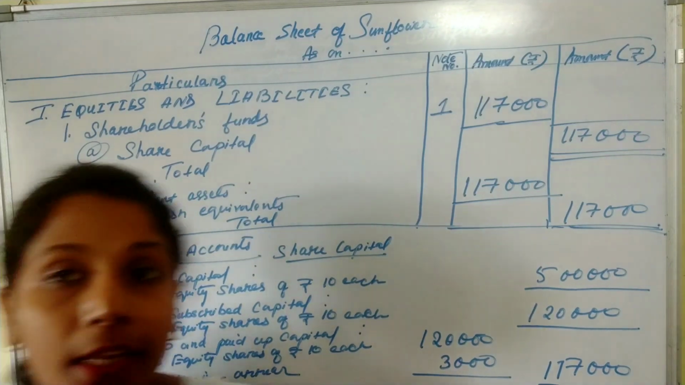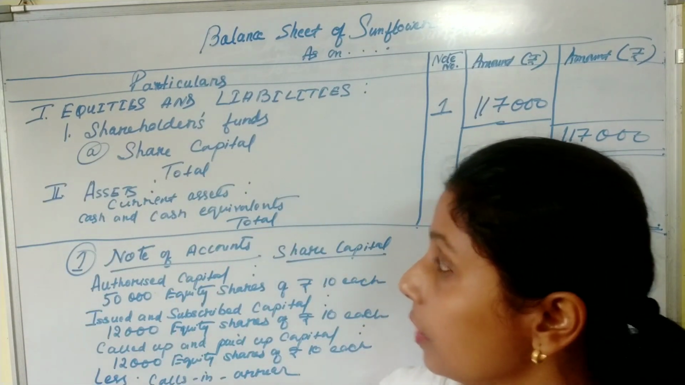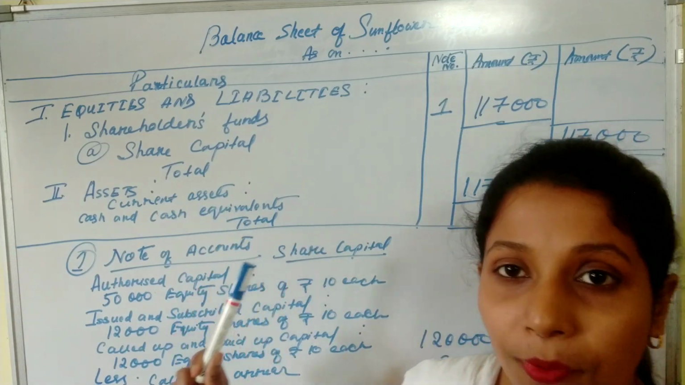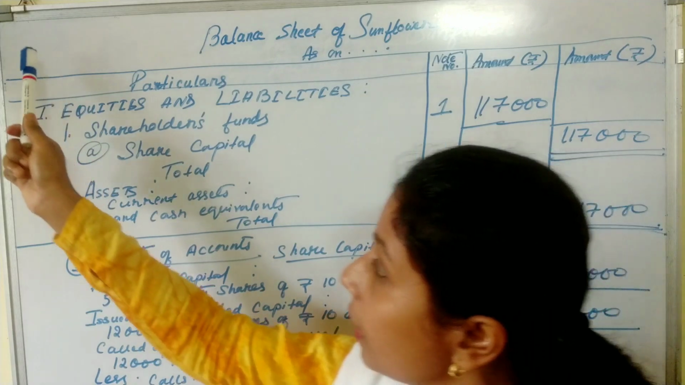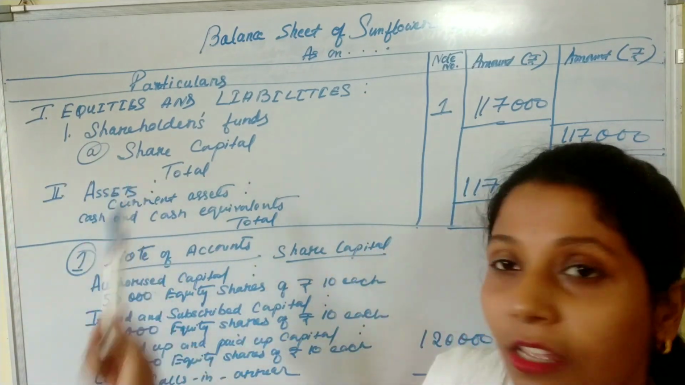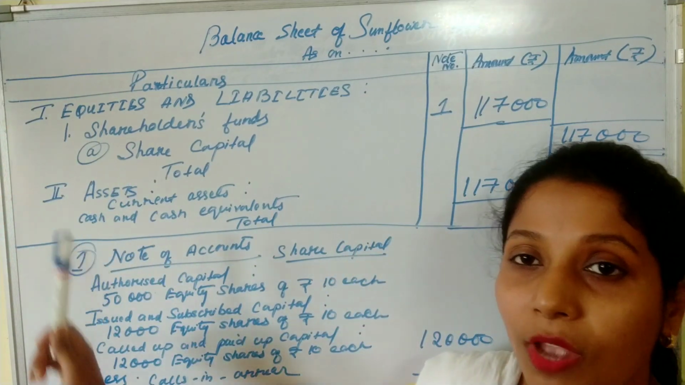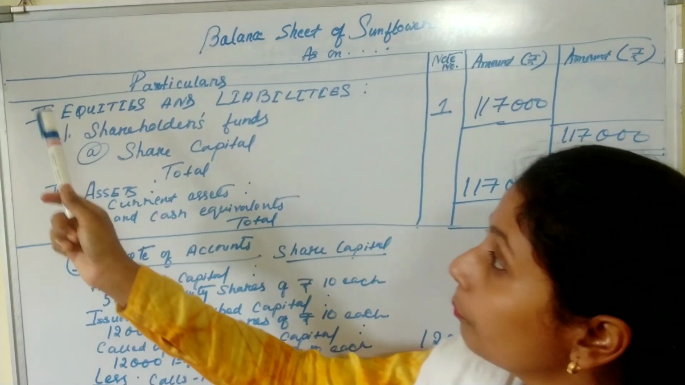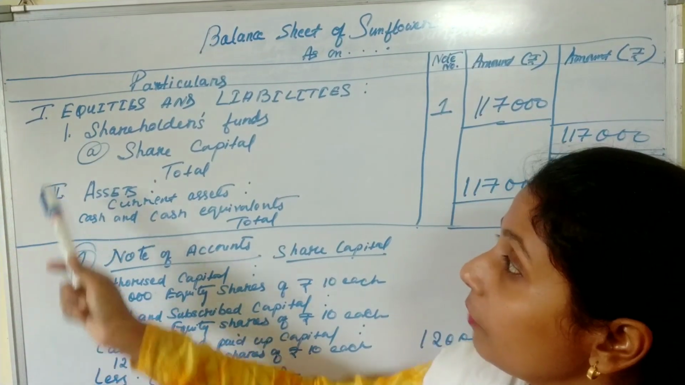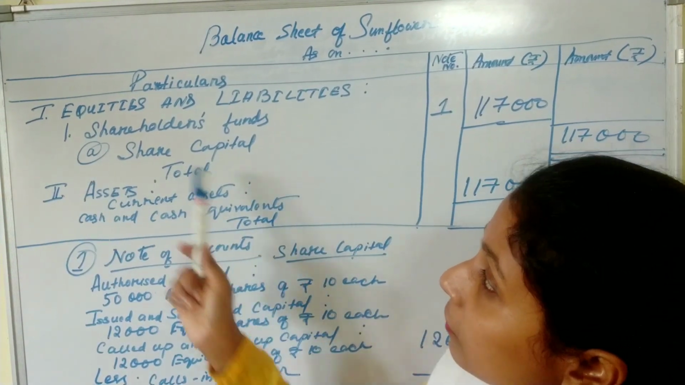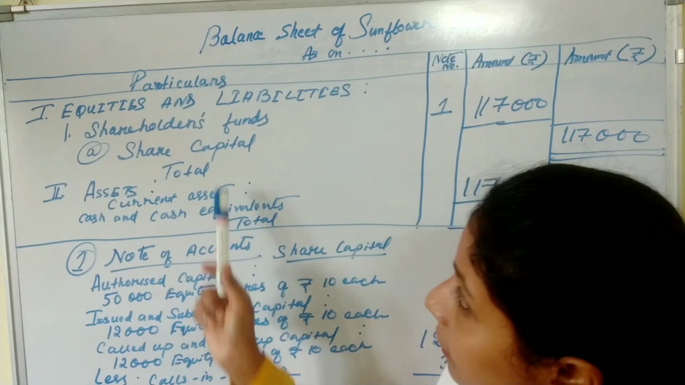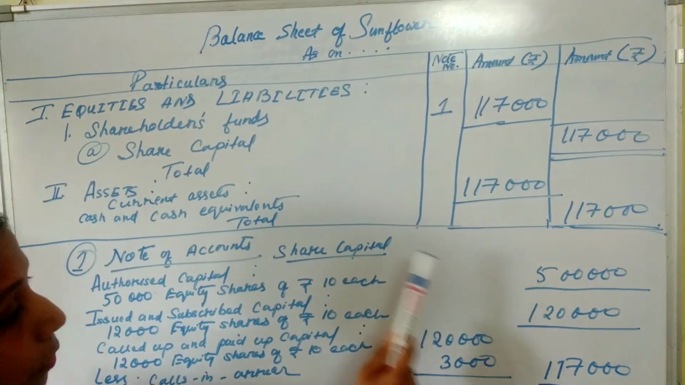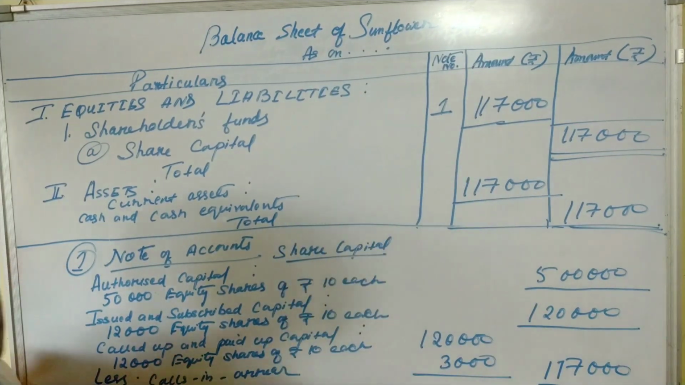So student, in our question, we have found two things, that is share capital and cash equivalents, and then calls in arrear. So I have mentioned these things in the balance sheet and nothing more is in the question, so I have not written any other things in the balance sheet. Our main motto of preparing the balance sheet is to show these figures, that is share capital and current assets. Share capital we write in the notes of accounts and do it below. So this is the balance sheet.